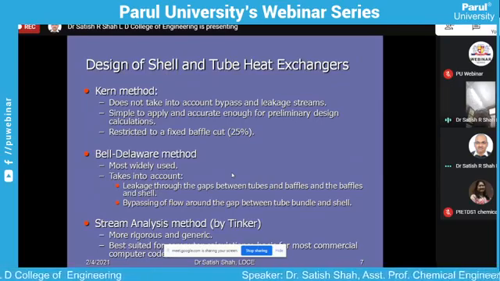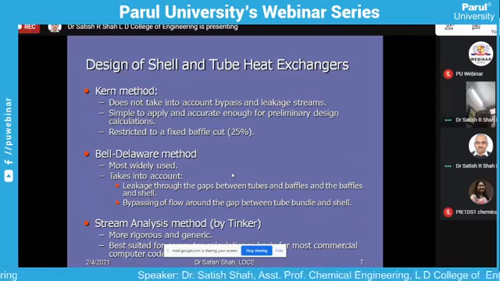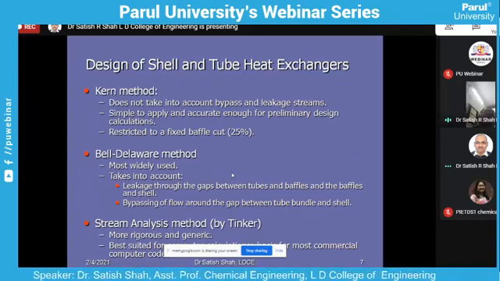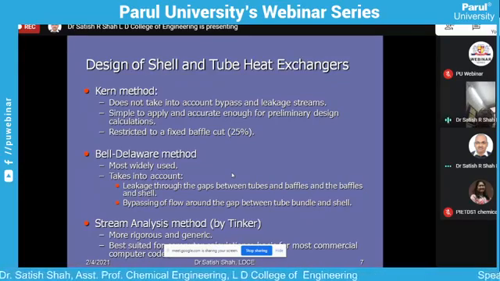And third thing, they have kept the baffle cut fixed at 25%. They have not changed the baffle cut, so we have to keep the provision of changing the baffle cut. We have to take care of the bypass and leakage streams, and everything we are doing in the current method, which is known as the stream analysis method, which is proposed by Tinker.